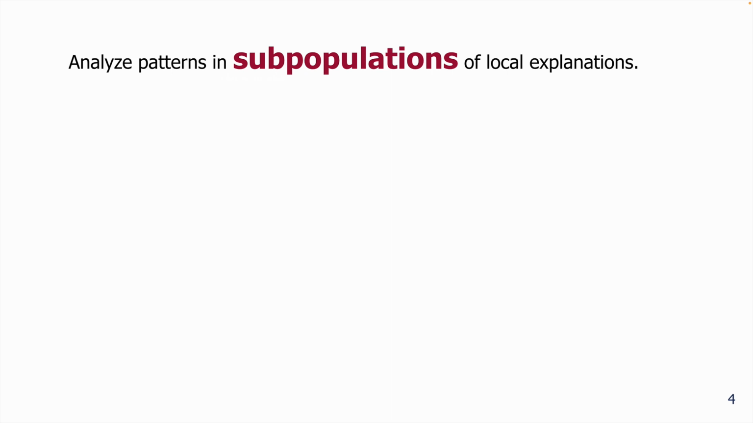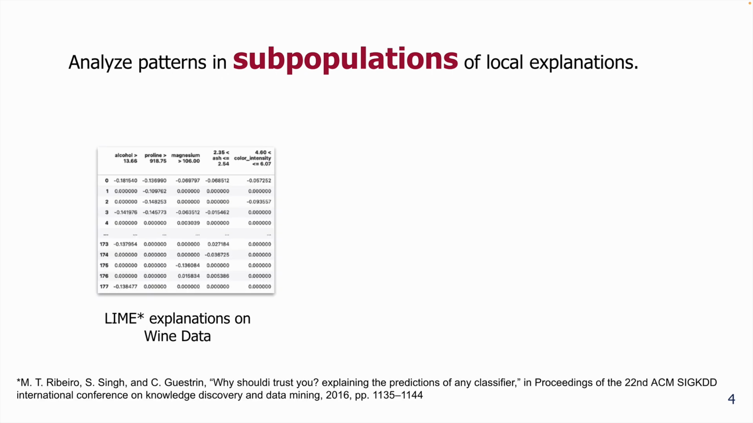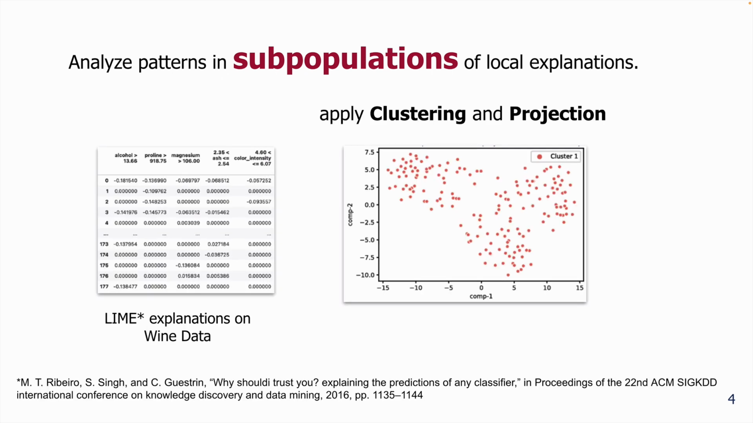For example, we can apply clustering and projection techniques. However, it is possible that we cannot see any significant group structure in the data due to high dimensionality and the sparsity of the local explanations.